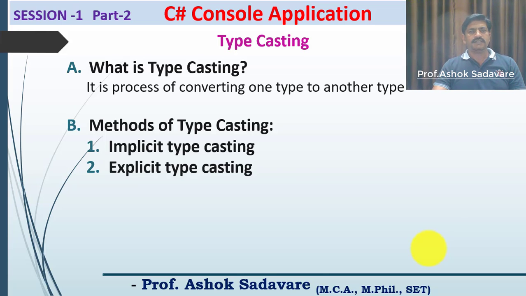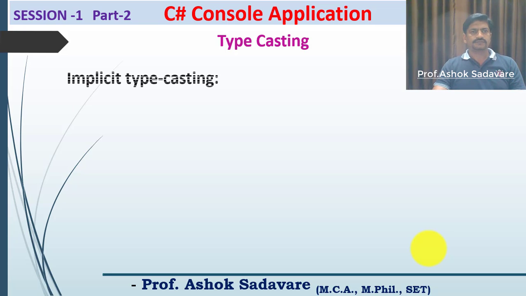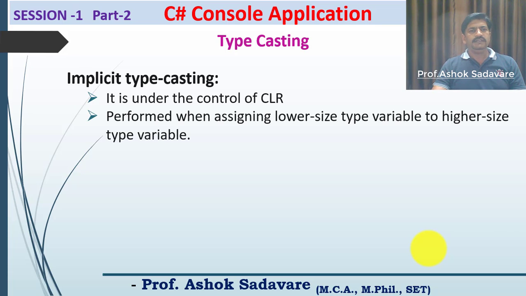Now see the implicit typecasting. Implicit typecasting is under the control of CLR. CLR means Common Language Runtime. So this is under the control of CLR only. The implicit typecasting is performed when assigning a lower size type variable to a higher size type variable. This implicit typecasting is done automatically under the control of CLR, so there is no need to change the type or typecast explicitly here.